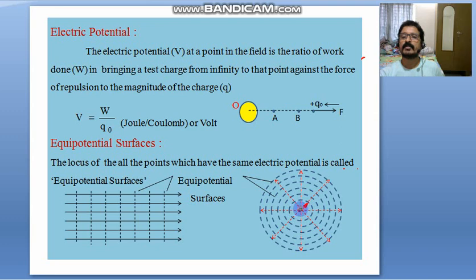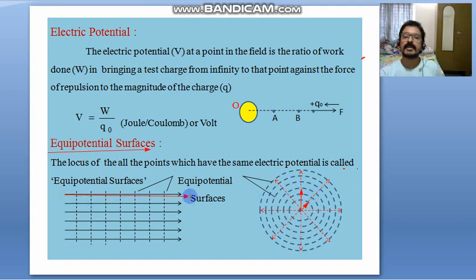Similarly, if we take the third circle, at every point on the circumference of this third circle the electric potential is the same. So the locus of all these points is called an equipotential surface. The inner circle is an equipotential surface, the second circle is also an equipotential surface. Every point on the circumference of a circle lies on an equipotential surface.